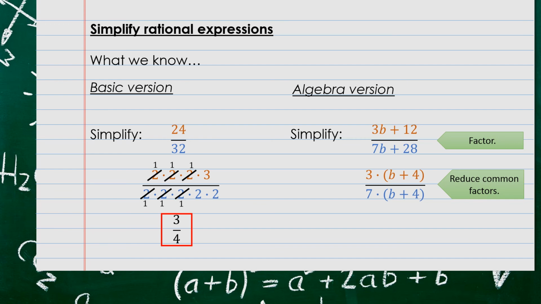Now that we see the factors, we have to reduce the common factors. So in the top, you have two factors. 3 is a factor, and b plus 4 is a separate factor. In the denominator, you have a 7 as a factor and b plus 4 as a factor. And if you notice, our common factor is b plus 4 appears in both the top and the bottom. So our reduced answer would be 3/7.